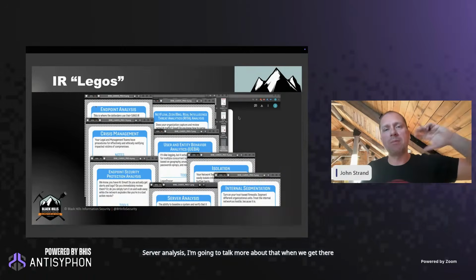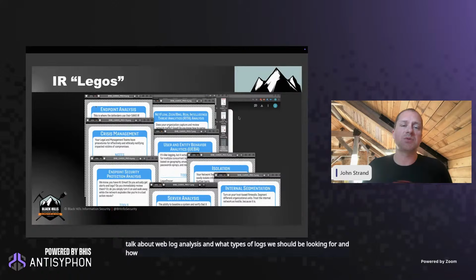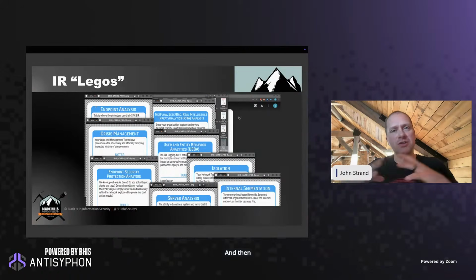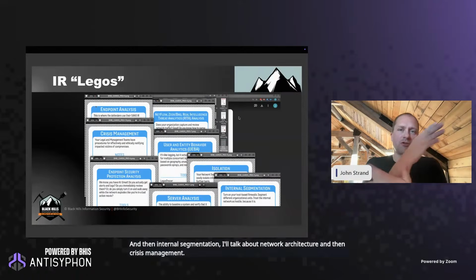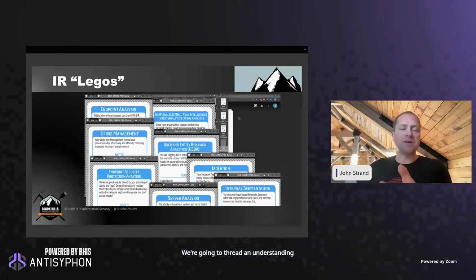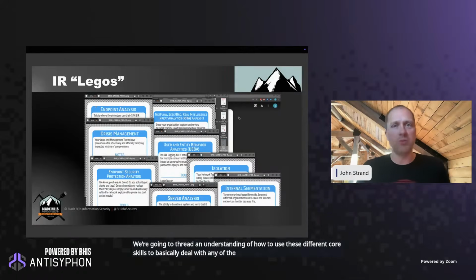We'll talk about web log analysis and what types of logs we should be looking for and how the CIS guides work. And then internal segmentation. I'll talk about network architecture. And then crisis management, we're going to thread an understanding of how to use these different core skills to basically deal with any of the incidents that you would be working.